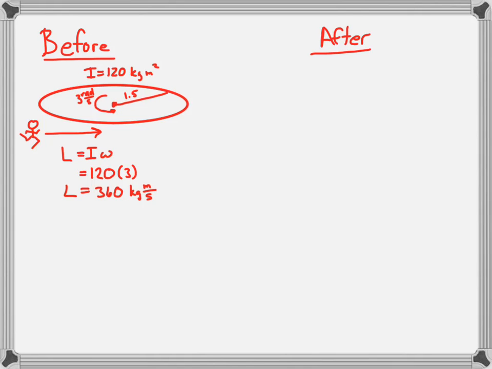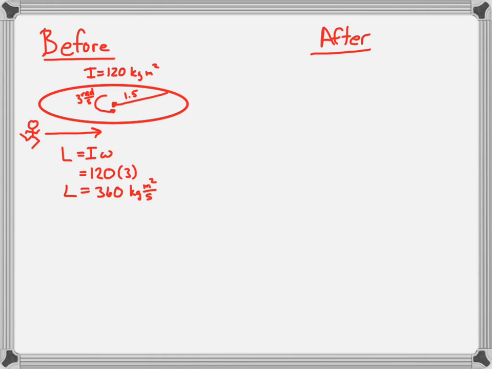Actually it should be meters. I omega, so let's do that again. I is kilogram meter squared, and omega is radians per second. Oh yeah, so I did have the right units: kilogram meter squared per second. Okay. Let's erase that to avoid some confusion here. Okay, so that is the angular momentum of our merry-go-round.